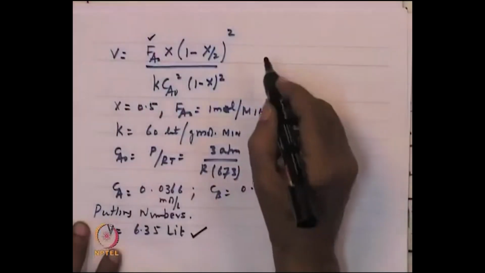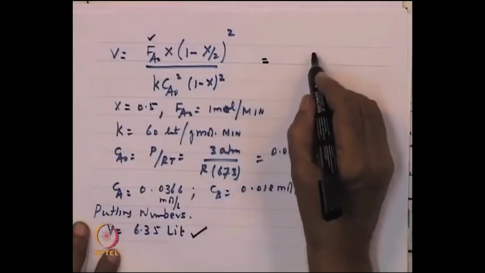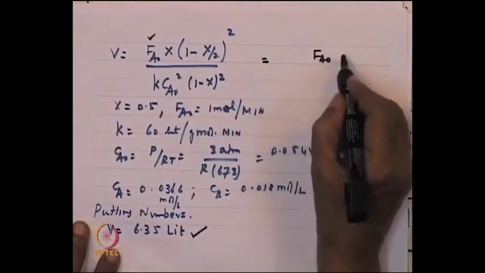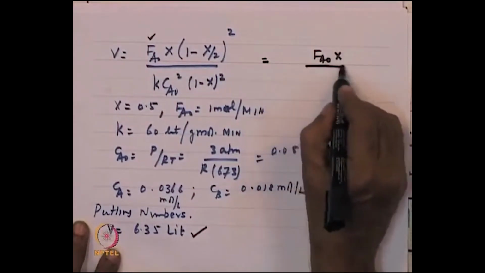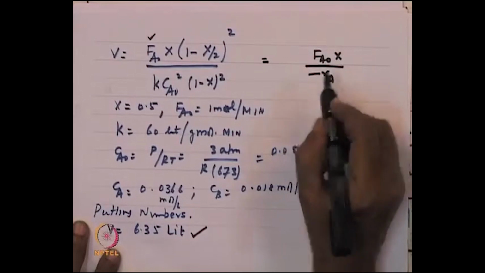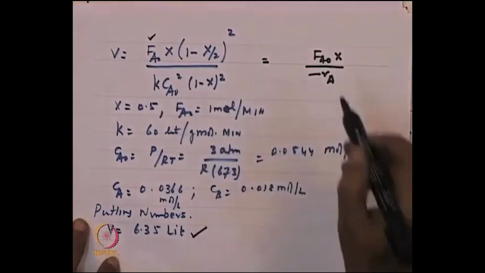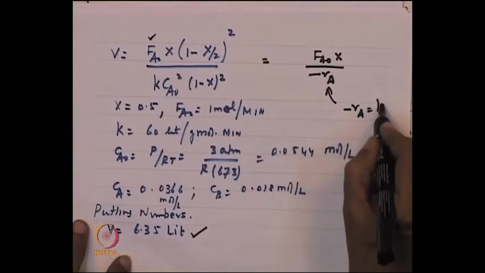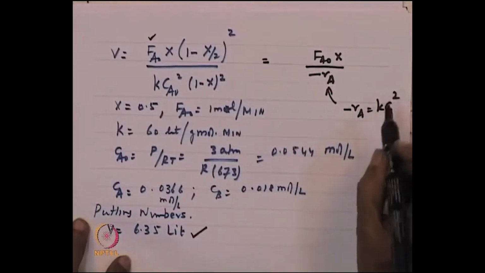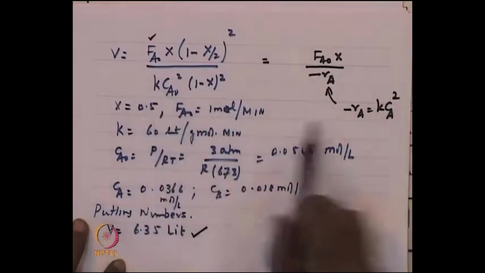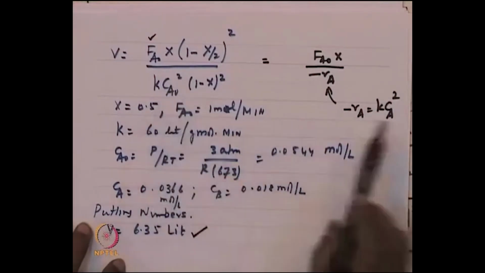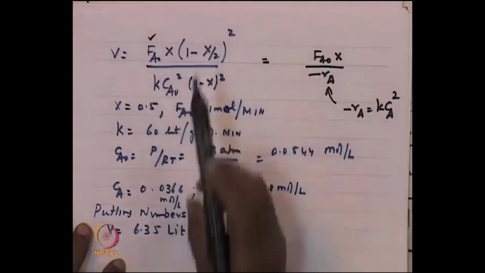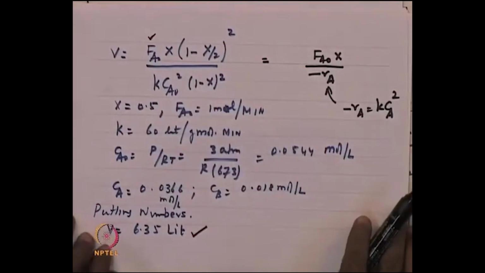So, what have we done now? We said V equals Fa0 x divided by minus Ra, and I am just substituting for minus Ra. What is minus Ra? Minus Ra is K times Ca squared, and therefore I am putting K here, and what is Ca, which is Ca0 squared multiplied by (1 minus x) divided by (1 minus x by 2), which we have derived all this.